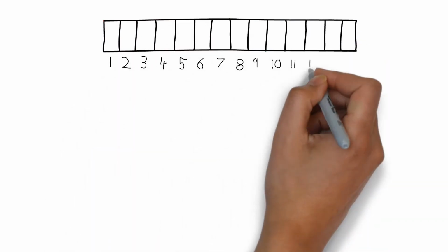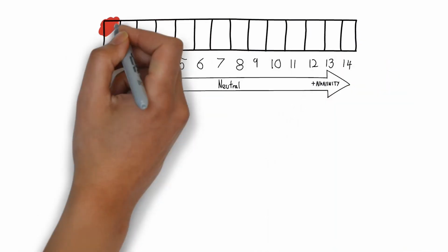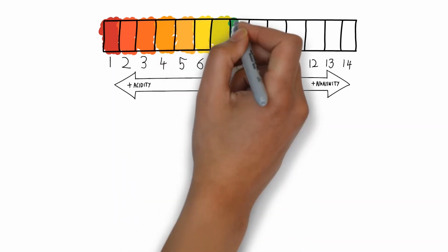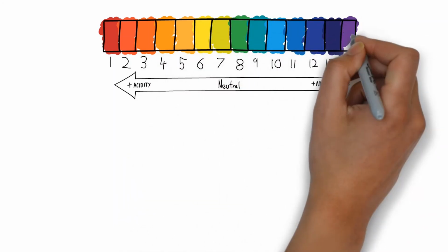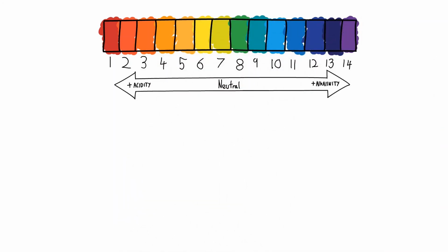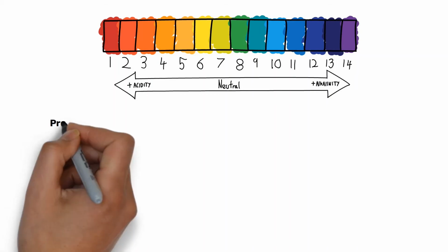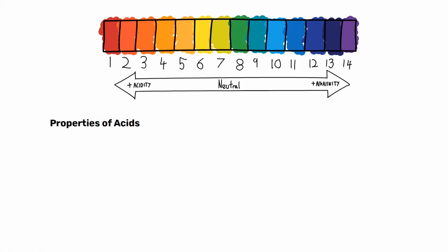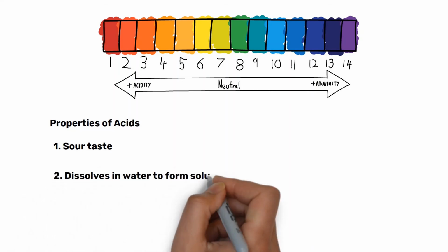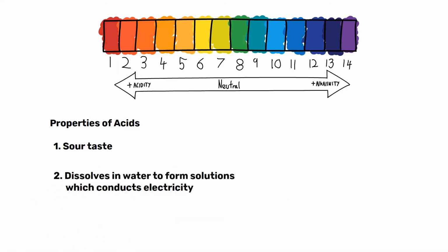So what we have here now is a pH scale. We start from 1, which is a very strong acid, all the way to 14, which is very alkaline. So for properties of acid, first, it has a sour taste. Second, it dissolves in water to form solution which conducts electricity. Third, it turns blue litmus paper red.